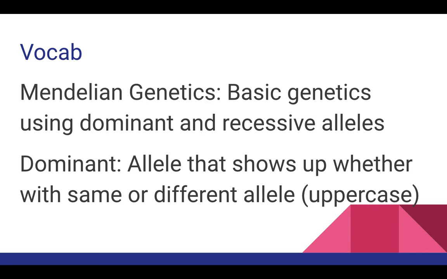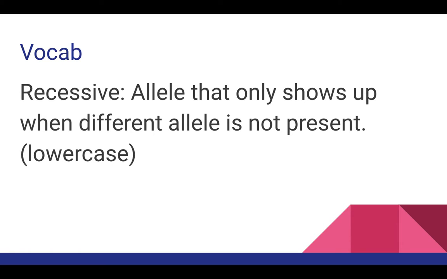If that uppercase R is present with another uppercase R, the flower is going to be red. If that uppercase R is present with a lowercase r, that flower is going to be red. On the other hand, a recessive allele, say white was that recessive, only shows up when the different allele is not present. So if you have an uppercase R and a lowercase r, it's going to be red. You have to have 2 lowercase r's for that flower to be white.